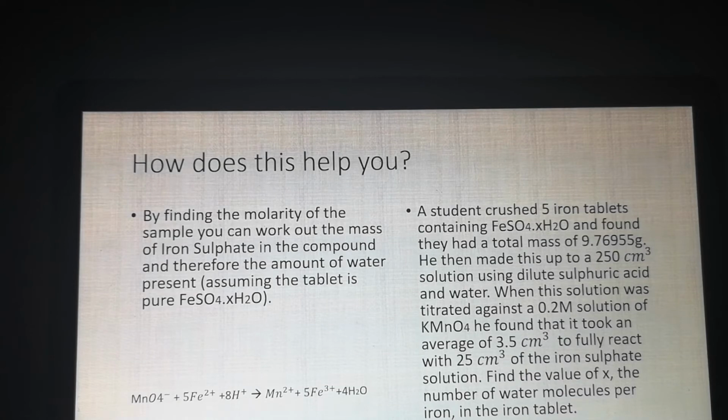Now this was my second typo. In your version, if you're using the old one, this says find the mass of water. It should say the value of x, the number of water molecules per iron in the iron tablet.